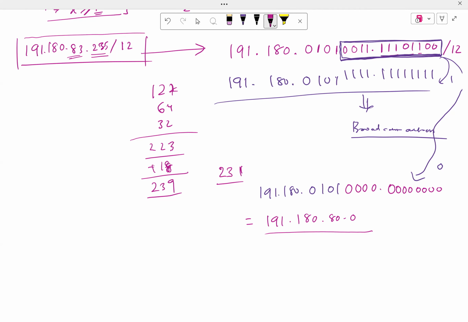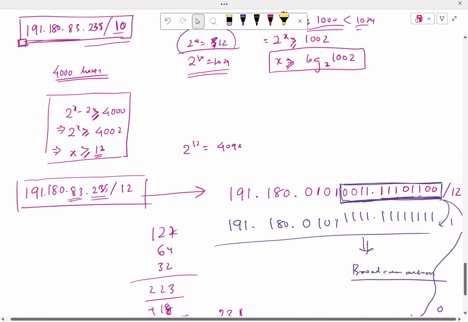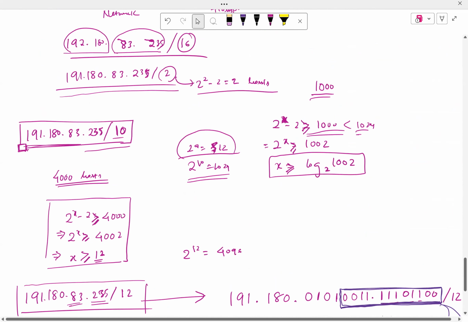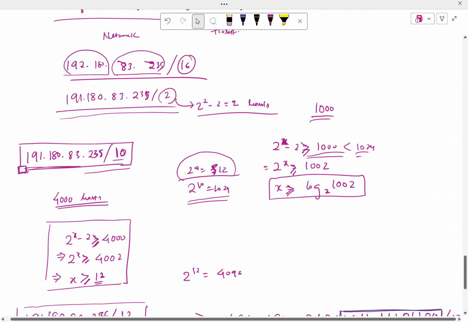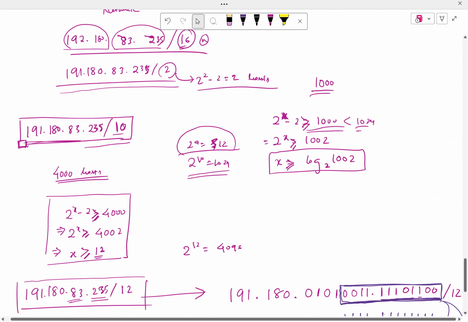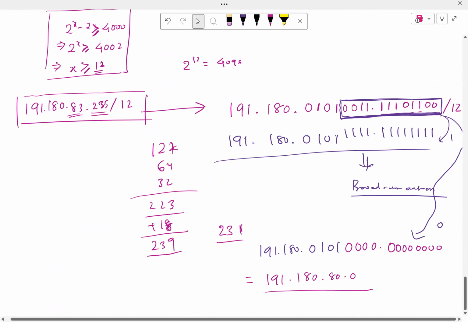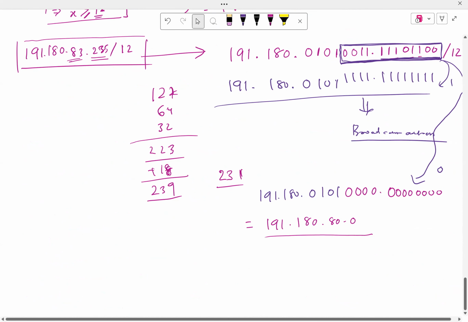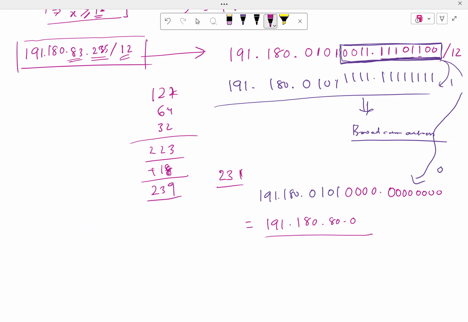Oh, sorry, I completely misspoke. This number 12, the number that you see here, the n, represents the number of network bits, not the host. My bad. I was completely trying something else. So this number 12 represents the network, not the number of host.